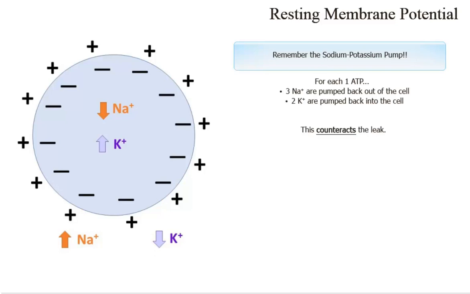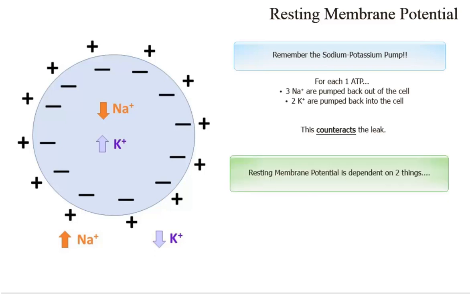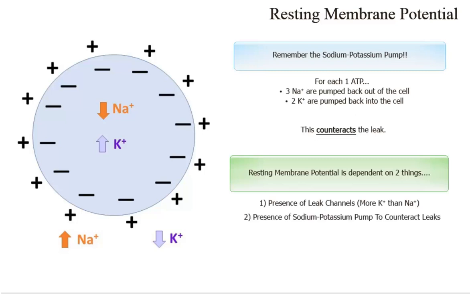So the resting membrane potential is dependent on 2 things. The first is that you have leak channels, and you have far more potassium leak channels than sodium leak channels. And the second thing is that you have the sodium-potassium pump, which is correcting the leaks by putting the ions back in their original places.